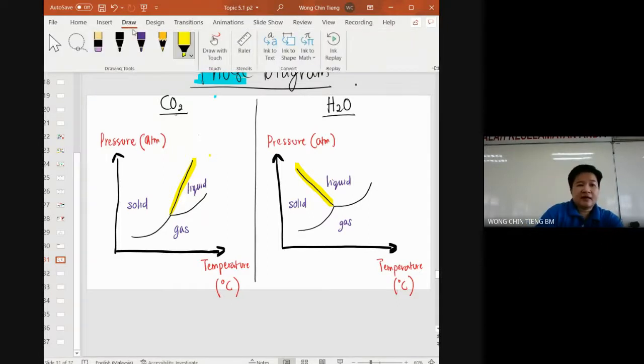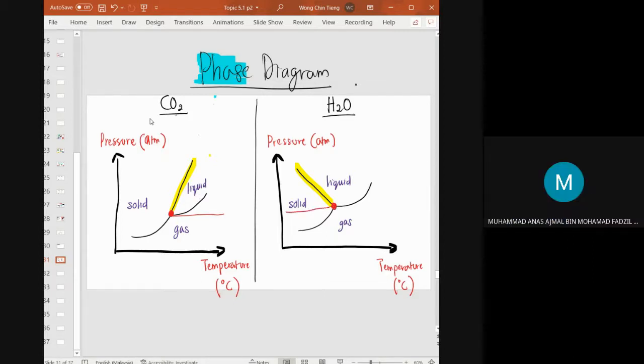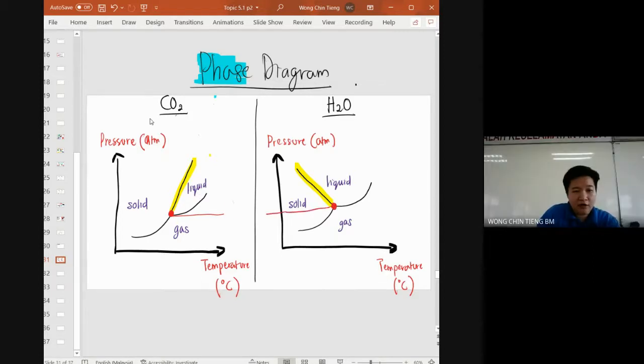Next, I have a few things that I want you to look at. Benda yang senang tengok dalam video saya tak bincang semua benda. Saya nak bincang benda yang saya nak bincang je. This one over here is what we call, apa kita panggil benda ni? Triple point. Triple point. And can I know what is triple point?